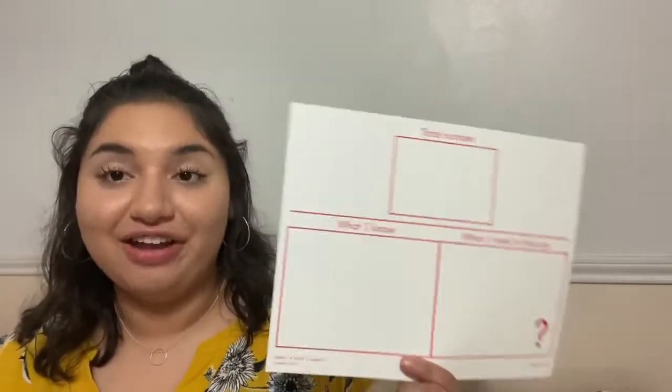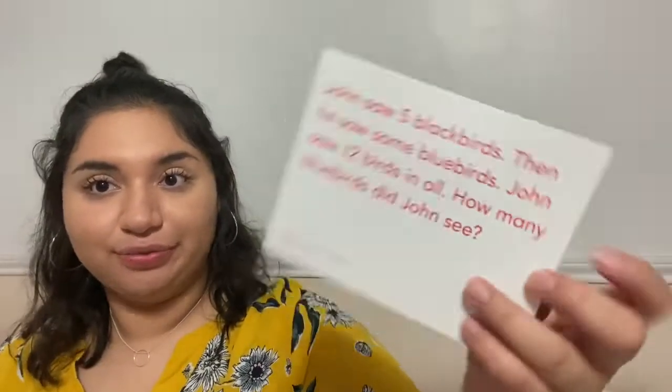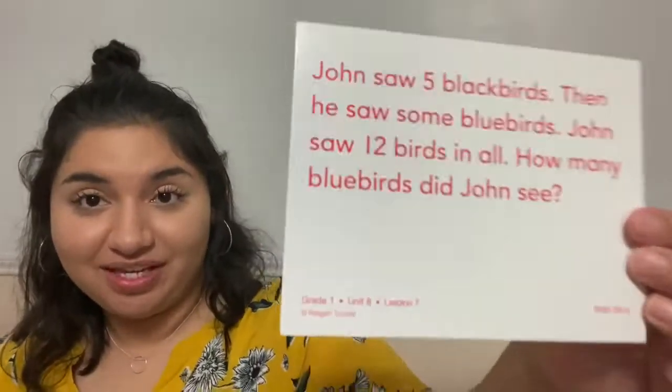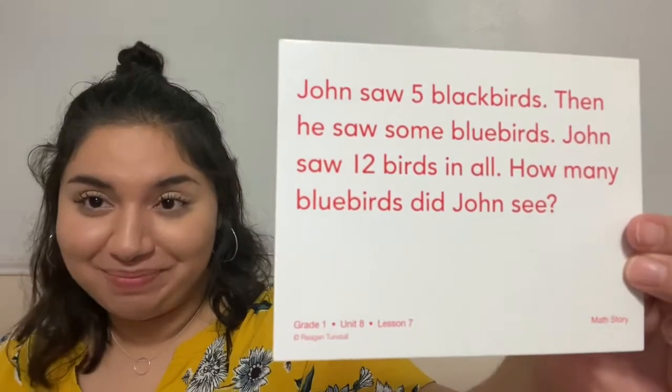Now you are going to do the next 2 problems on your own. I'm going to show you the problem, and if you have a printer, please print this out at home. If not, create your own at home. So here's the problem, and I'm going to read it to you. John saw 5 blackbirds. Then he saw some bluebirds. John saw 12 birds in all. How many bluebirds did John see? So here's the problem. Pause the video, then press play when you are ready to see my answer.